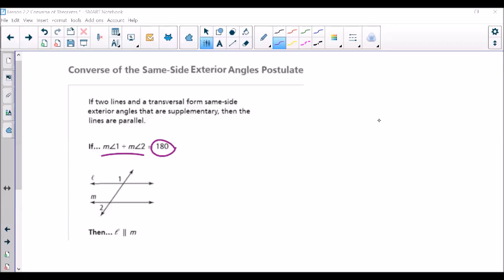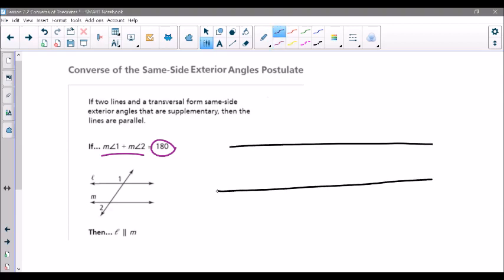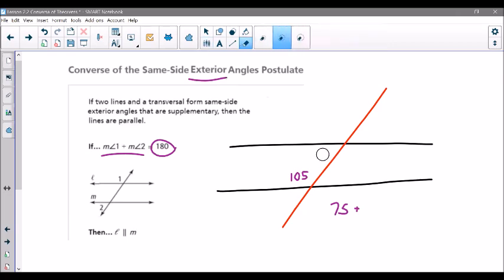So if I have two lines, here are my two lines. Here's my transversal. The same side interior. If I have a 75-degree angle right here and a 105-degree angle right here, well, 75 plus, oh, wait a minute. These are exterior. So I take that back. Maybe I have a 75-degree angle here, a 105-degree angle here. Those are on the same side of the transversal.